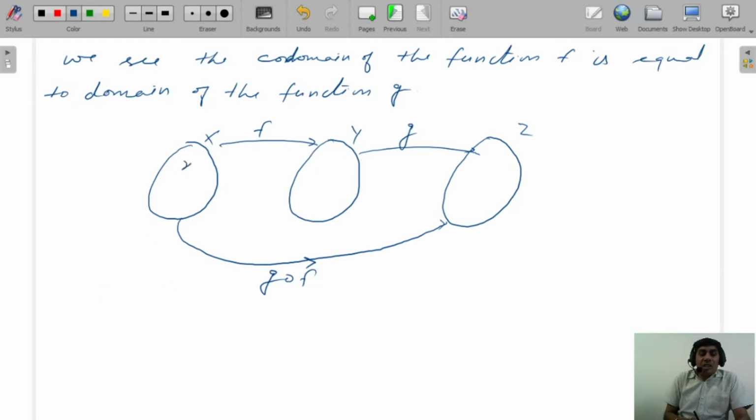Let small x belongs to capital X, small y belongs to capital Y, then y is equal to f of x. Small z belongs to capital Z, then small z is equal to g of y, which is equal to g of f of x, is equal to g f of x.